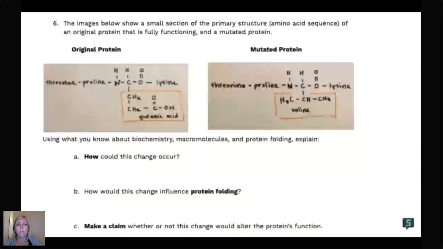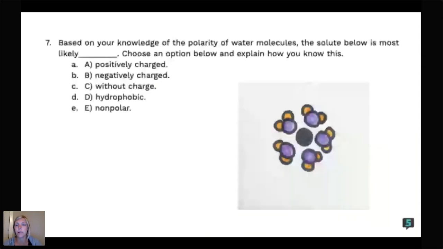Okay, this one's a little bit more simple because it's just multiple choice, but take a look at that little cartoon. Number 7 says, based on your knowledge of the polarity of water molecules, the solute below is most likely blank. So A, positively charged, B, negatively charged, C, without charge, D, hydrophobic, or E, nonpolar. I realize that I have 2 sets of letters there. I don't know what happened.